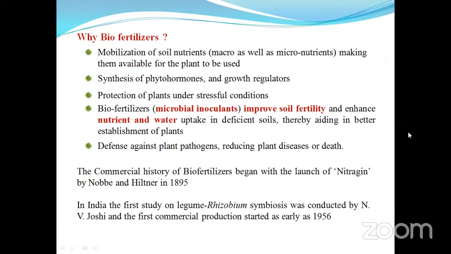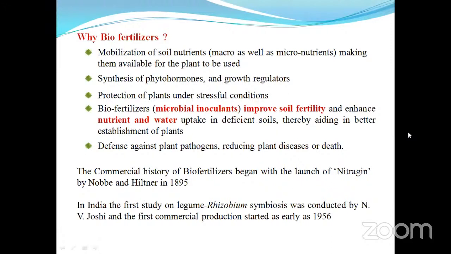The next is protection of plants under stressful conditions. Whenever a plant faces drought stress or heat stress, which is very common in our country, the plants try to force maturity, and that's why there is a yield penalty. So yield gets reduced. Now, a number of microorganisms, mostly polysaccharide producing microorganisms, can bind water particles and sustain the plants to a limit, so that the yield penalty we face under heat stress or drought stress can be reduced and, to some extent, compensated.